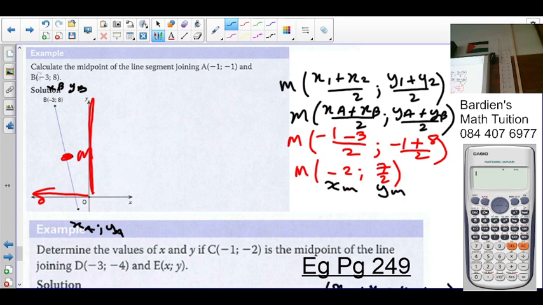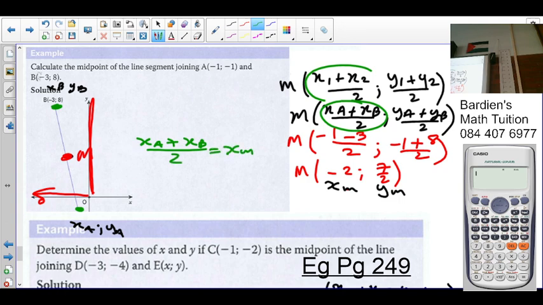Not so? So I take that into account, and that means xA plus xB, these are the terminal points, which are the end points. Can you see that? Divided by 2, I'll get the x midpoint. And on the other end, we have yA plus yB over 2, which will give you the y value of the midpoint. You all agree with that?